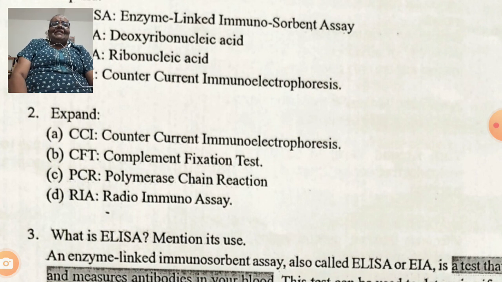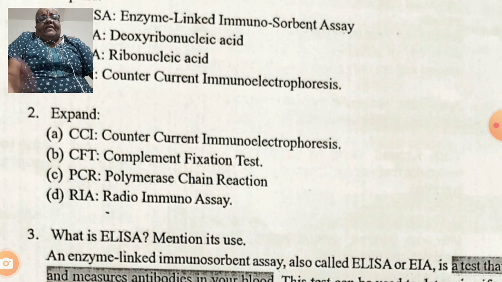PCR basically is something like a Xerox machine. It amplifies and makes many copies of the DNA sample, whatever you give for that. So PCR stands for polymerase chain reaction. So RT-PCR is often used to detect the viral infections in the body.